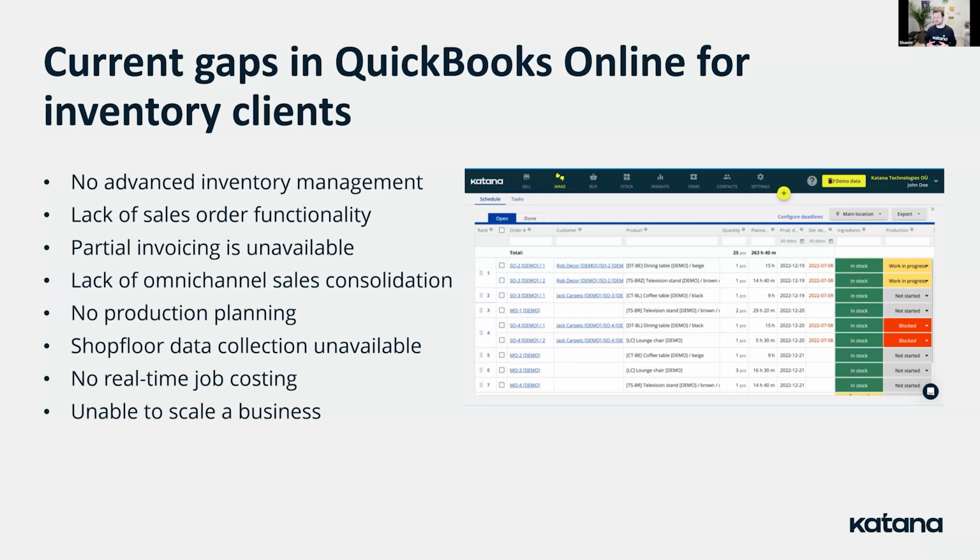We have sales orders. You can do partial invoicing. We can connect with multiple sales channels like Etsy and Amazon and Shopify. We have production planning and scheduling built into the system. And these are things that you just wouldn't have in something like QuickBooks Online, but you can very easily connect up. It takes me under 5 minutes to connect Katana to QuickBooks Online. So you can set up that integration really quickly, hook it up to a couple different sales stores, and you really have a nice tech stack to help your client manage their inventory more effectively.